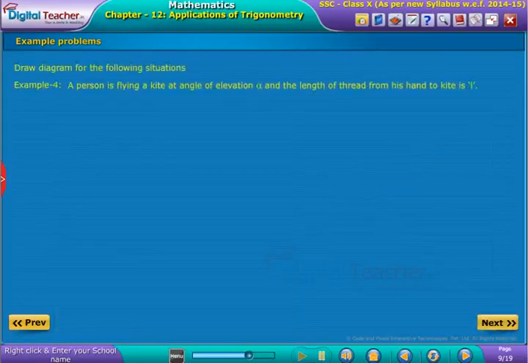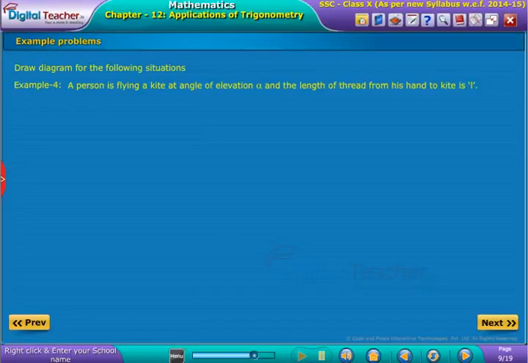Example. A person is flying a kite at an angle of elevation alpha, and the length of thread from his hand to the kite is L. Draw a diagram representing this situation geometrically.